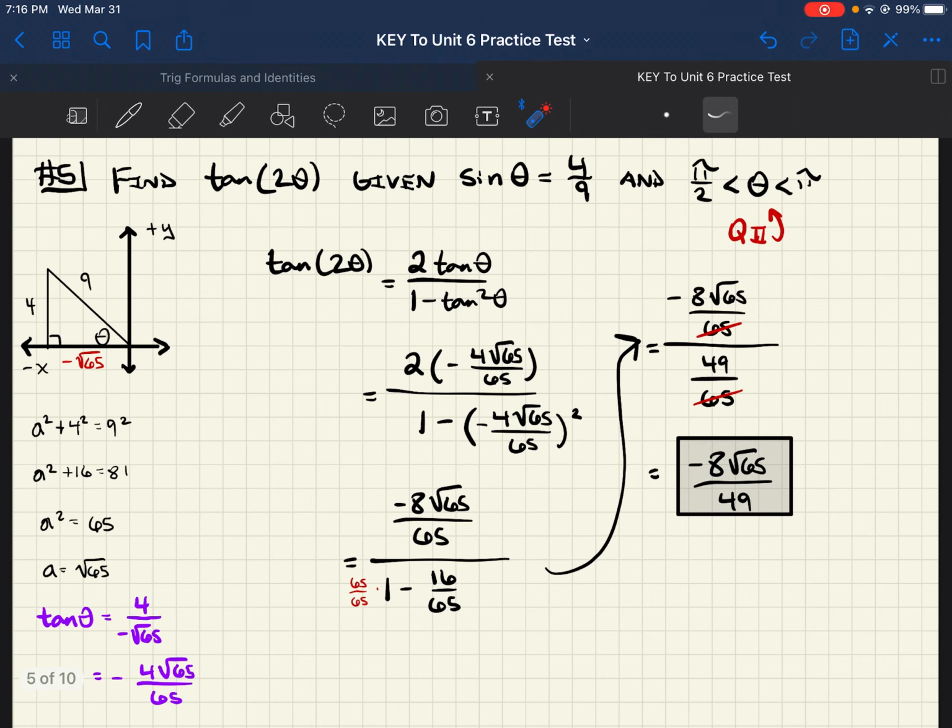All right, number 5. Now we start to get into some problems, very similar to some of the stuff we saw in the beginning of the unit and leading up to the quiz. So we want to find tangent of 2 theta, given that the sine of theta is 4/9 and that theta is between pi over 2 and pi.